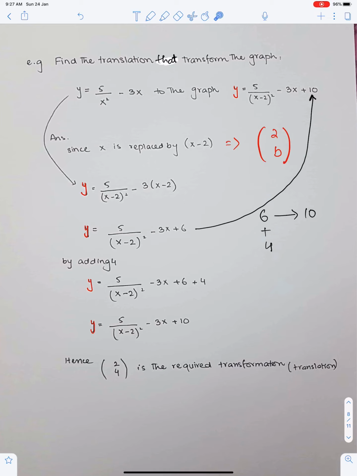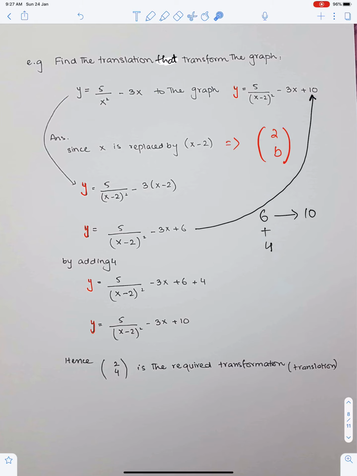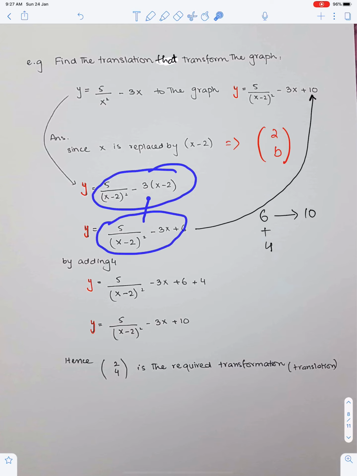So first, get the horizontal component by comparing both the equations, and then apply the horizontal component onto this object equation to convert this equation into this image equation so that you can compare and get the vertical component. So by applying 2 over here and here, we have 5 upon x minus 2 and 3 times x minus 2. And this is the simplified form of this equation.